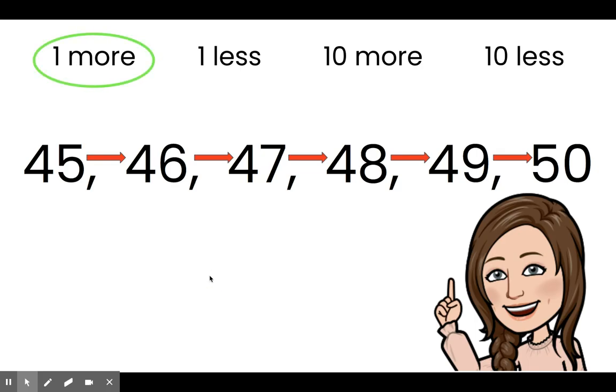You may have recognized that this pattern rule is one more. Each time we count or say the next number, we're adding 1. We started with 45, added 1, and now we have 46. 46 plus 1 is 47. 47 plus 1 is 48. 48 plus 1 is 49, and 49 plus 1 is 50. The pattern rule here is one more.